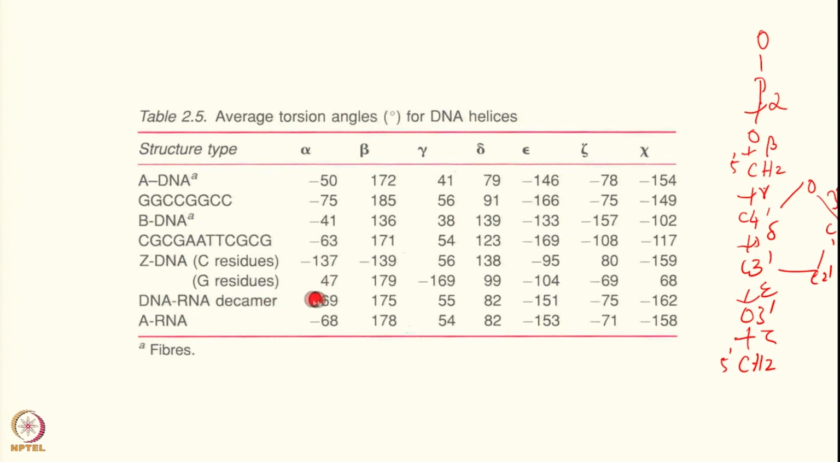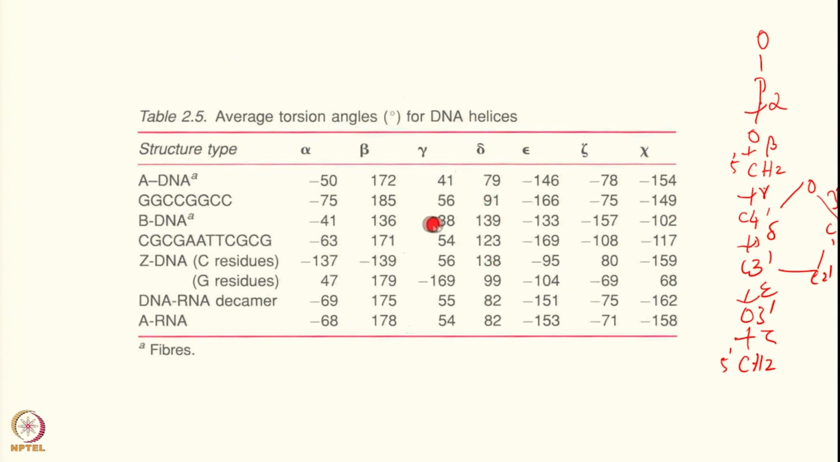And of course people also made a DNA-RNA decamer, which is a mixture of DNA and RNA, and this has different kinds of torsion angles, with the values indicated there. And in A-RNA the sugar ring is more C3 prime endo, a sharp contrast. Which angle reflects the sugar ring? By and large it is the delta, because delta is in the sugar ring, C4 prime, C3 prime, that is part of the sugar ring, so it is reflected in the delta torsion angle how these are different.